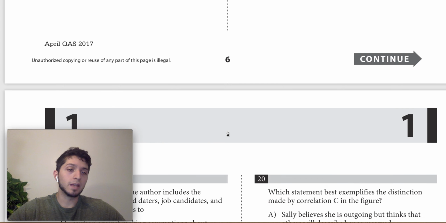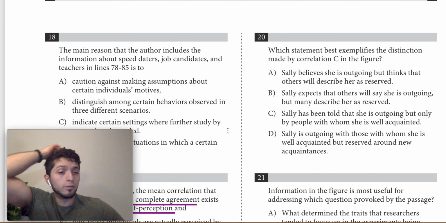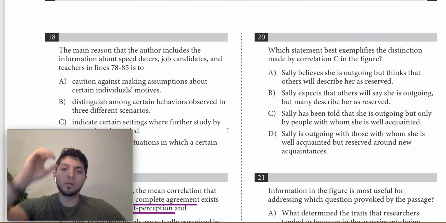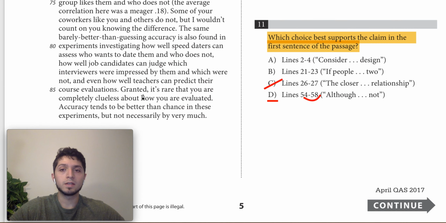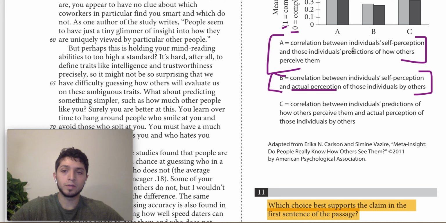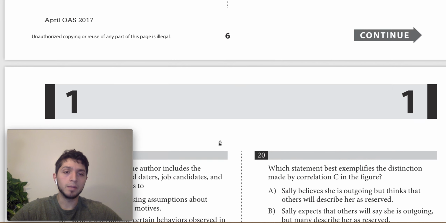We can actually answer this question even without fully understanding what's going on, although the comprehension certainly makes it a lot easier. So again, let's go back here. We're looking at a correlation between individual self-perception and something else. If we notice down here, we have individual self-perception only mentioned for A and B, because C is about individuals' predictions of how others perceive them versus those actual predictions. So the only ones that talk about an individual self-perception are A and B.